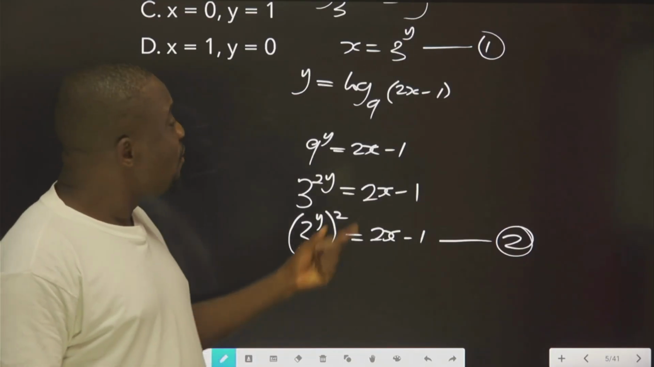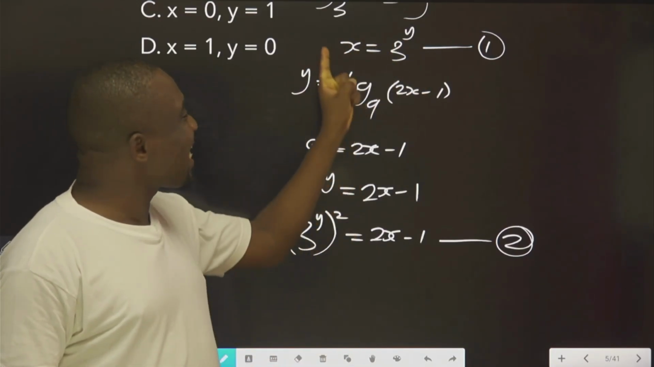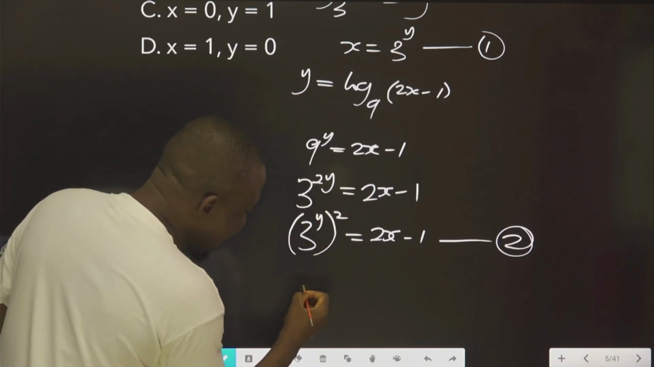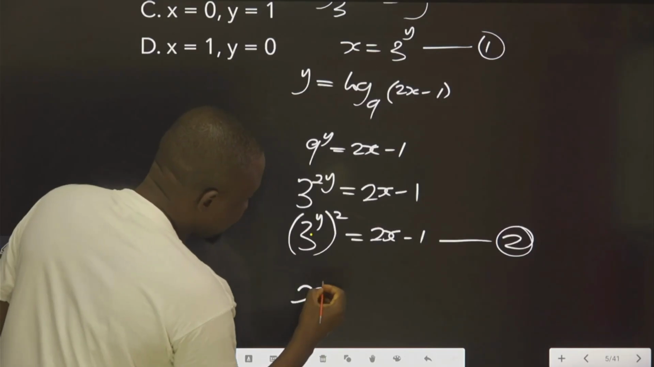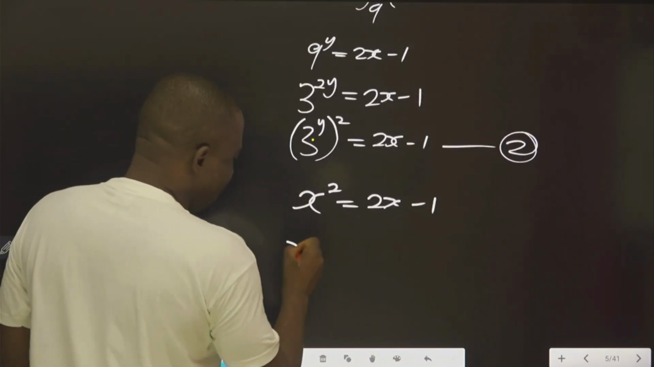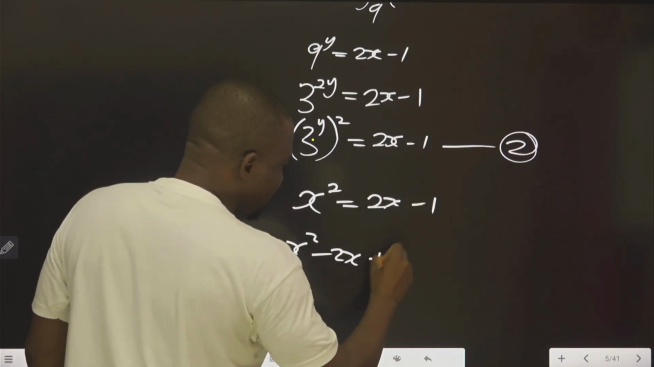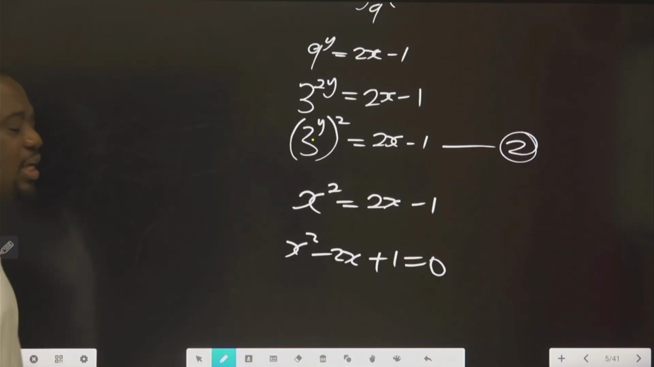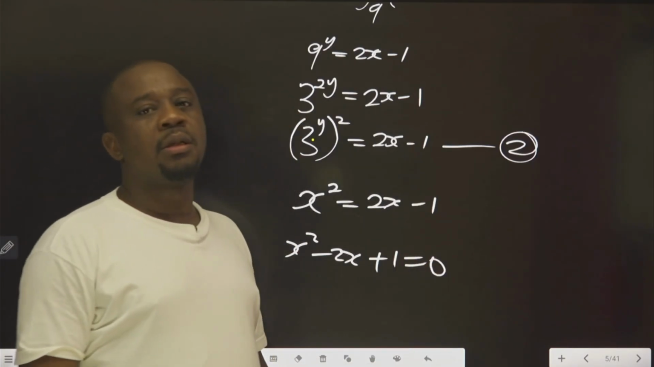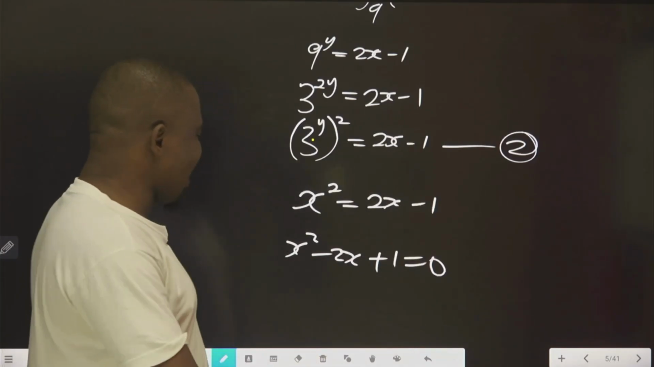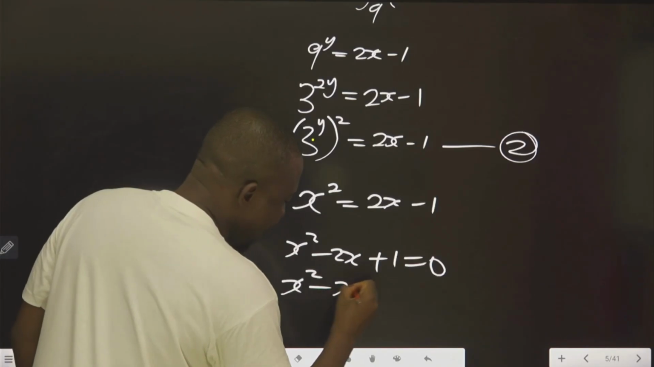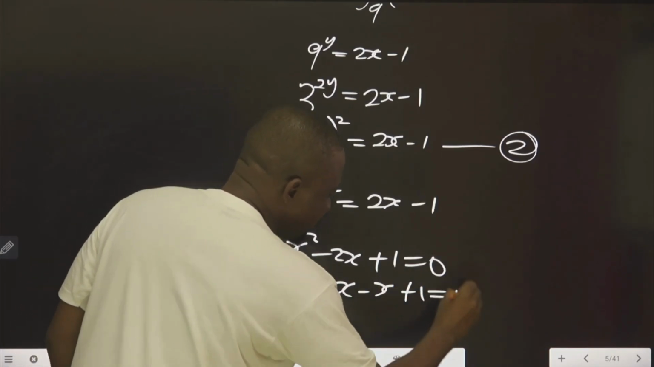Now, as you can see, from equation 1, x equals 3 raised to the power y. I'm going to replace this now with x, because this is actually x equals 2x minus 1. Then bring this to this side, x squared minus 2x plus 1 equals 0. This is a quadratic equation. How do we solve this? Two numbers that multiply together to give 1, but if you add them, you have minus 2. That is minus 1 minus 1. So x squared minus x minus x plus 1 equals 0.